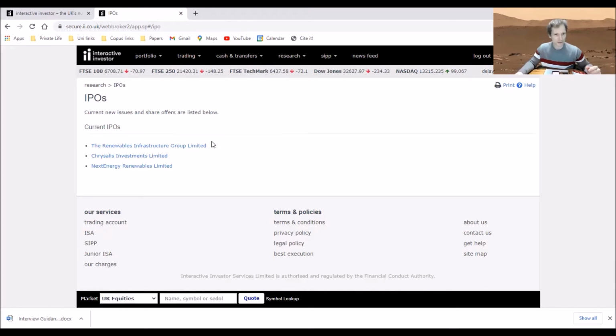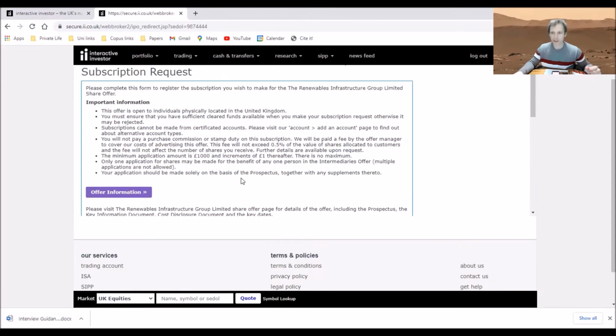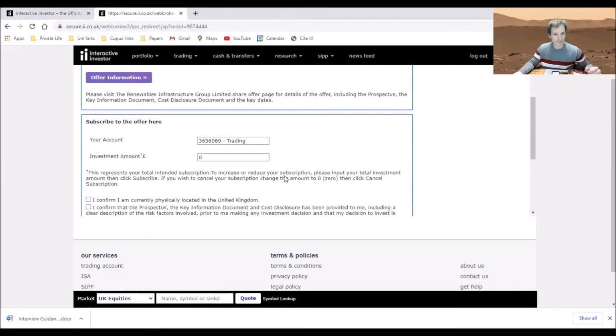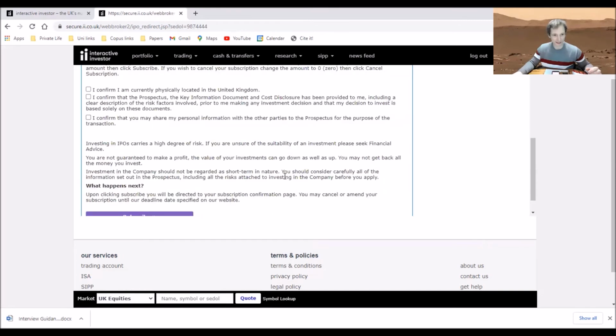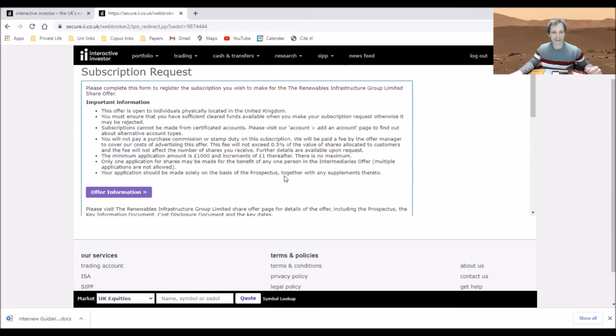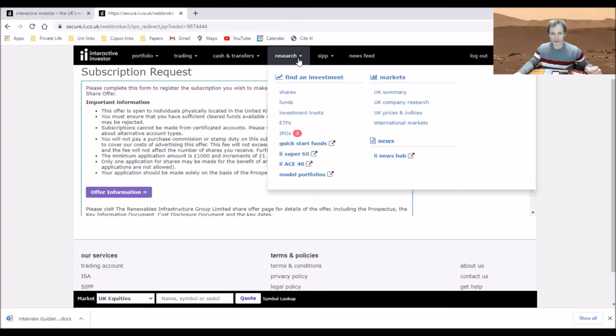The Renewables Infrastructure Group Limited. Okay, so, all right, so that's very interesting. I think what this means is that I could actually participate in a company going public. And they say you need to read the prospectus and get all the information, and then maybe you can subscribe or invest, apparently at least £1,000. So I don't think I'll be participating in any IPOs anytime soon, but it is very nice that I have this opportunity. Model portfolios.